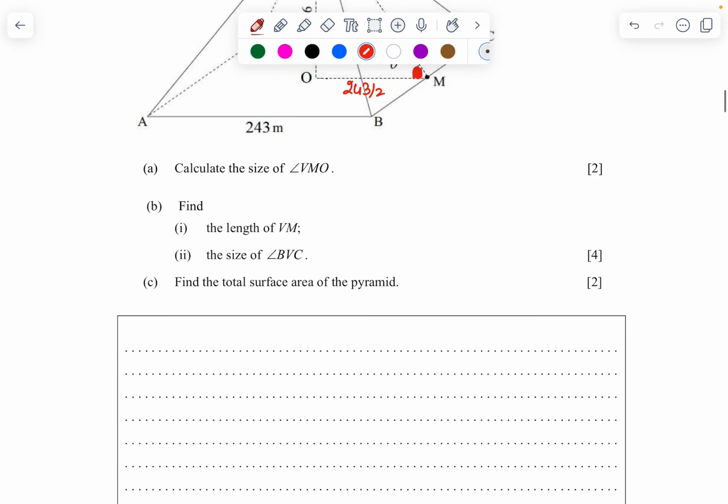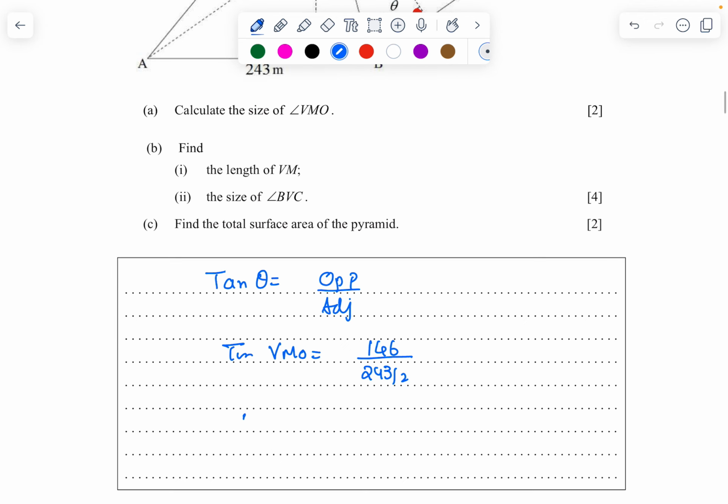So now VMO, so I'm going to use tan theta. Tan theta equals opposite side by adjacent side. So tan VMO equals opposite side 146 by adjacent side 243 by 2. So VMO equals tan inverse of 146 divided by 243 by 2. Use the calculator, you should be getting 50.2 degrees.